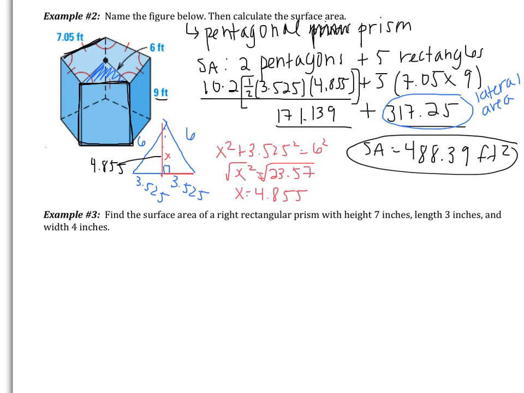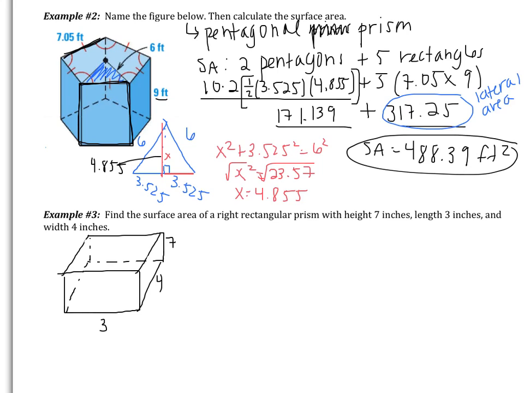Okay, let's see how we did. I'm going to start by drawing a figure like I told you to. Now you're going to have to forgive me on my drawing skills. So a rectangular prism means the bases are rectangles. Okay, so this is my rectangular prism. The height is 7. The width is 4, and the length is 3.